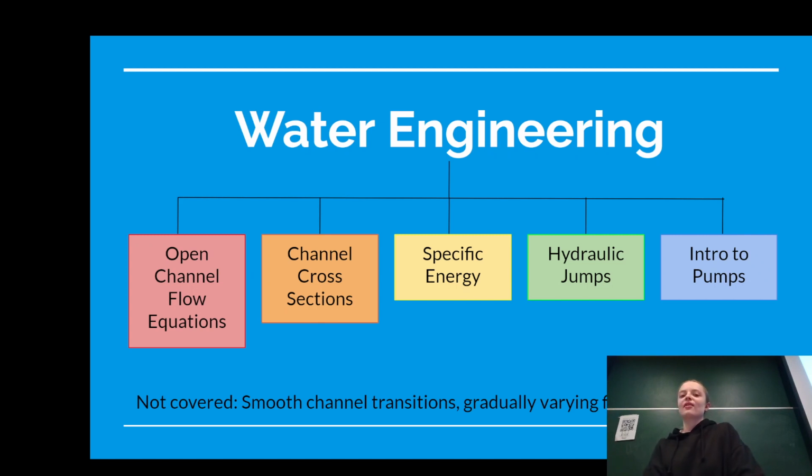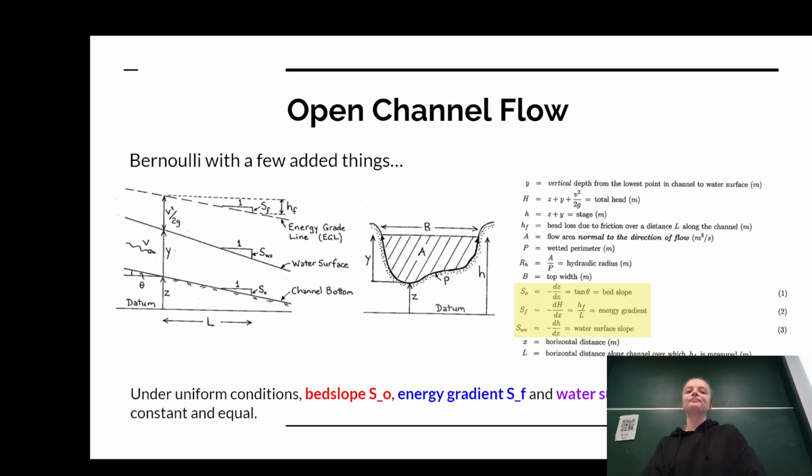Okay, so these are the topics that I'm covering in this section of the crash course. Not covered are smooth channel transitions, gradually varying flow, and pipe networks. We just didn't have enough time, considering we're doing both halves of the course. But we're going to start off with open channel flow.